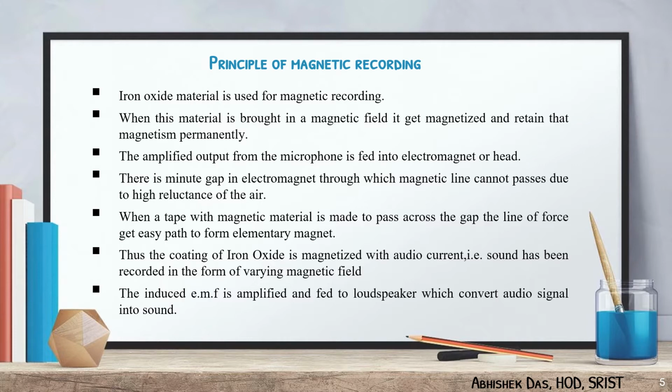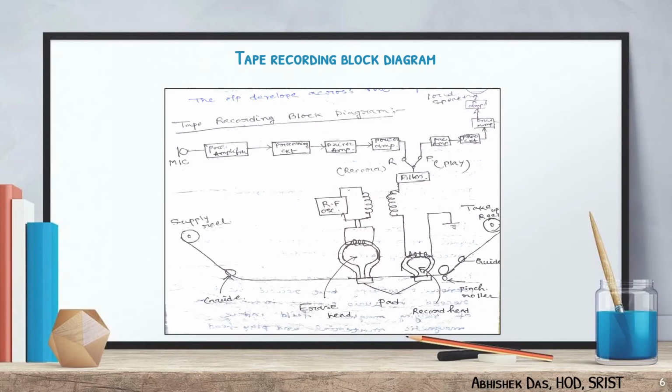to form elementary magnets. Thus, the coating of iron oxide on the tape is magnetized in accordance with the audio current. The magnetism of iron oxide remains for a long time. This means sound has been recorded in the form of a varying magnetic field. This is the block diagram of the tape recording system. Now, in the next slide, we can discuss the details of this tape recording.